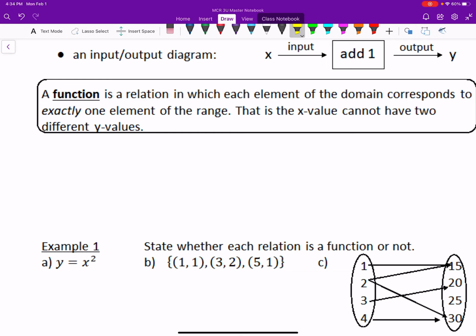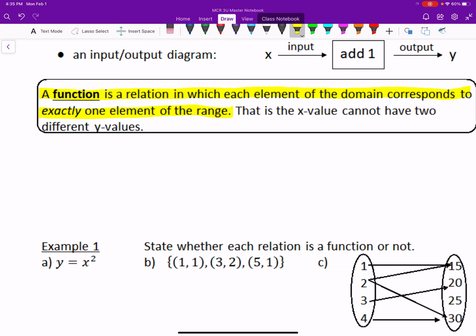So a function is a relation in which each element of the domain corresponds to exactly one element of the range. Each element of the domain corresponds to exactly one element of the range. That is, the x value cannot have two different y values. So it's pretty straightforward if you think about it this way.